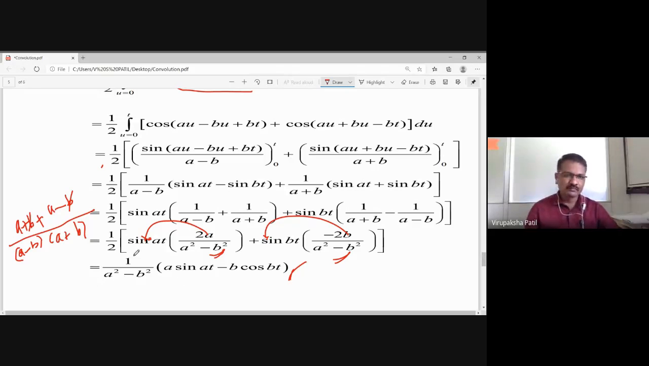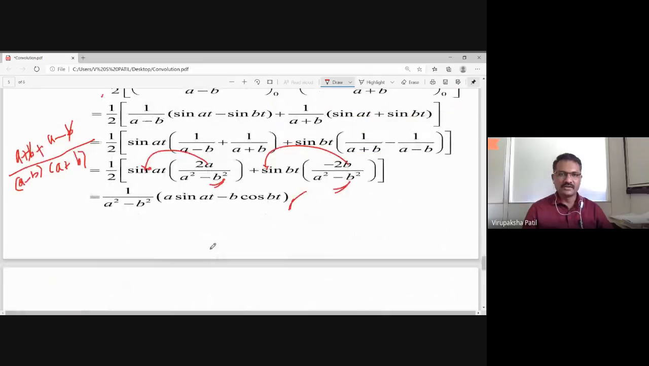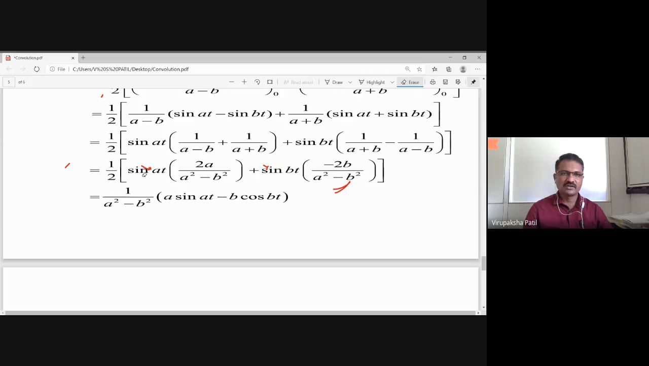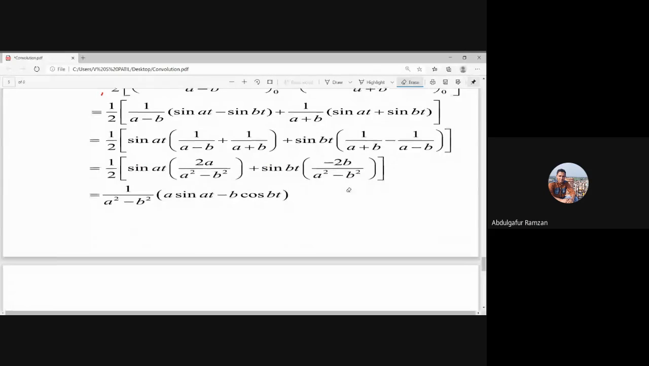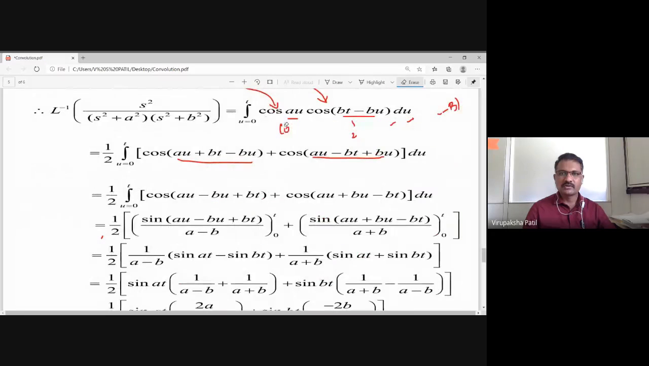Your final answer is 1 divided by a square minus b square into bracket a sin bt minus b cos bt. So the inverse Laplace transform of this function is 1 divided by a square minus b square into a sin bt minus b cos bt. Do you have any difficulty with this? Is the convolution theorem understood? Yes, sir. Okay. These many examples you please remember. This completes your convolution part. And all these examples are very, very important.